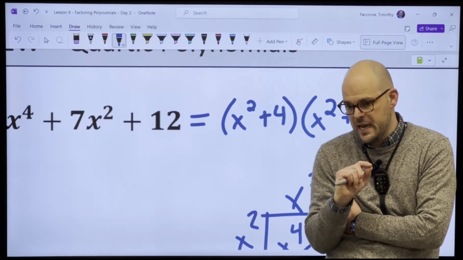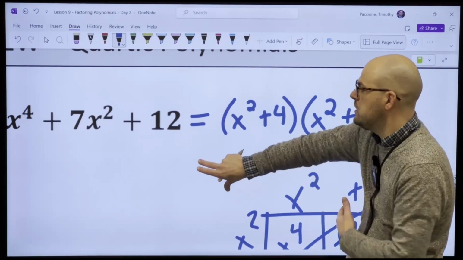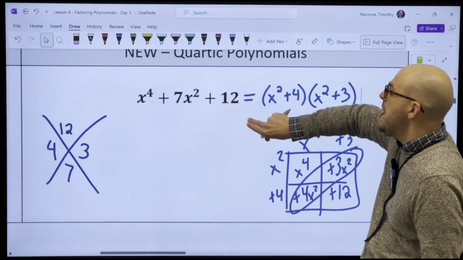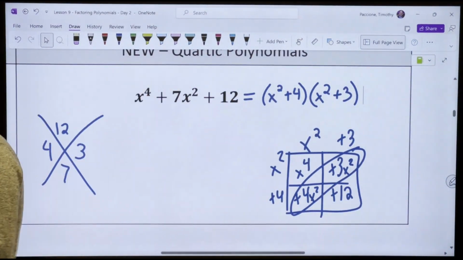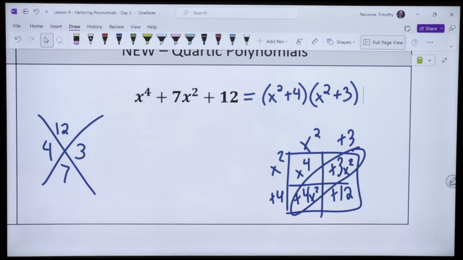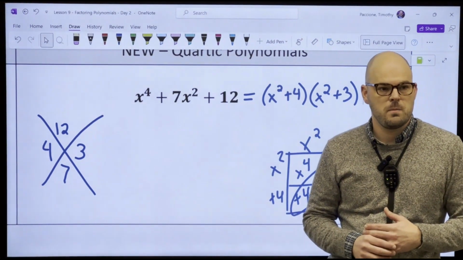I want you to try those now. Okay? Use this method. I'll leave this example up, right? And try to factor those, and then ask yourself the question, can I keep going? And if you can, do it. Okay? Ready to go over the examples?